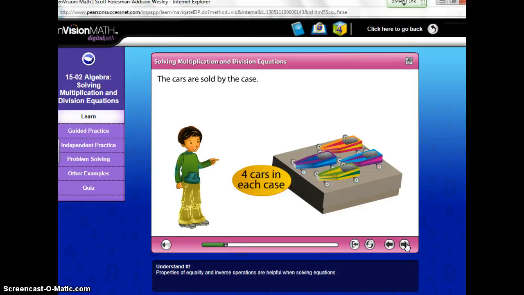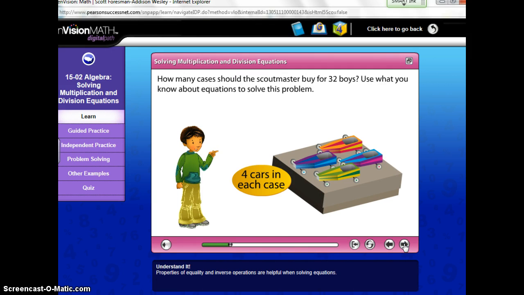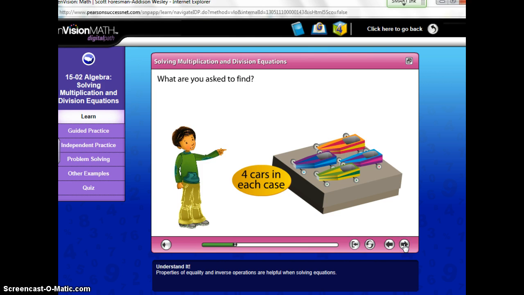So what we know is that these cars are sold by the case. We know 4 cars come in a case. So if the Scoutmaster has 32 boys to buy for, what do we know to solve this problem? Well, we're asked to find the number of cases that this guy has to buy.